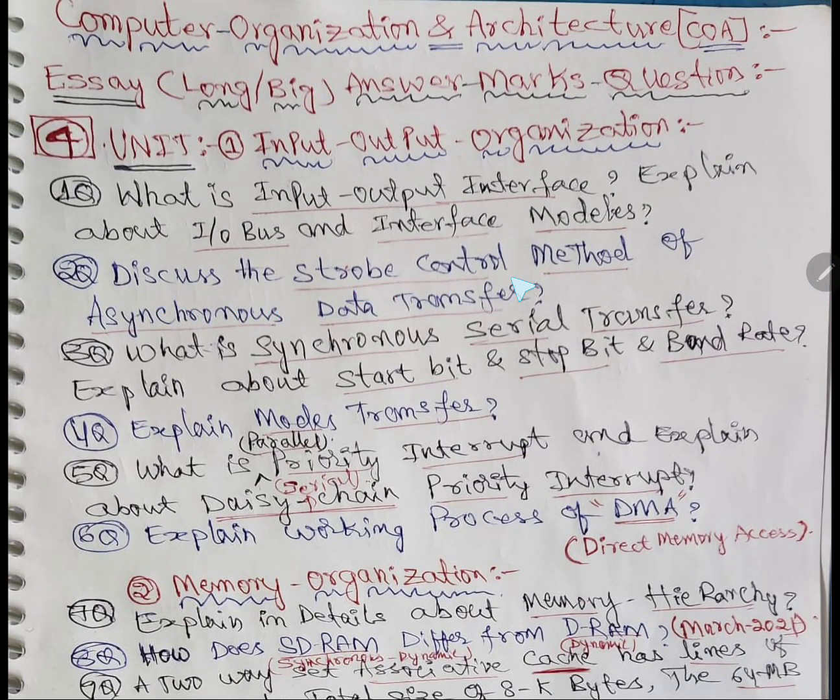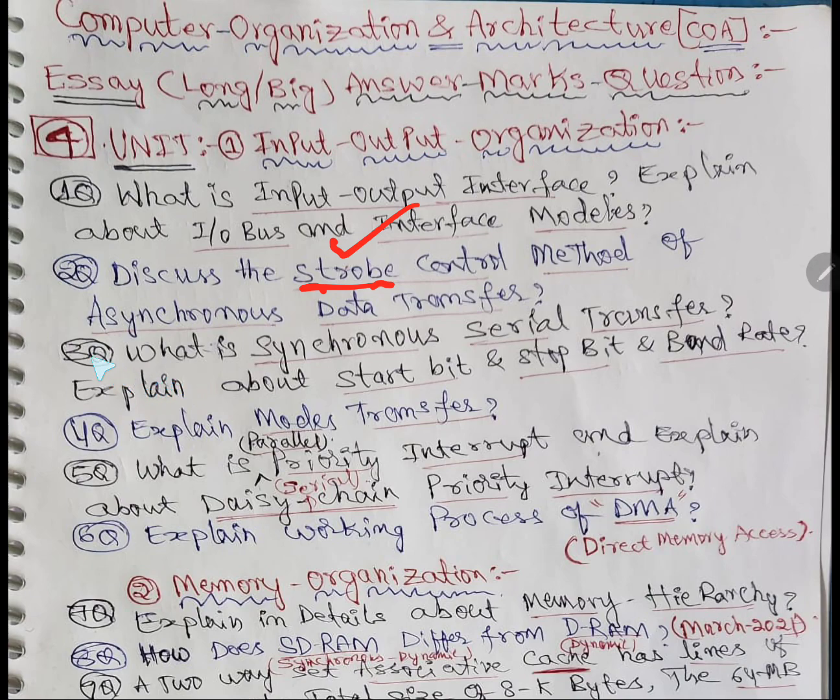So second question here: discuss the strobe control method of asynchronous data transfer. This is the second topic in input output organization. Asynchronous means not at the same time; synchronous means at the same time. Data will be transferred from one device to another device. It may be one register to another register, CPU to hard disk, or RAM to cache memory to processor. Strobe means a signal, right? A control signal will be there. This I have shot and I will provide it in my description box of this video.